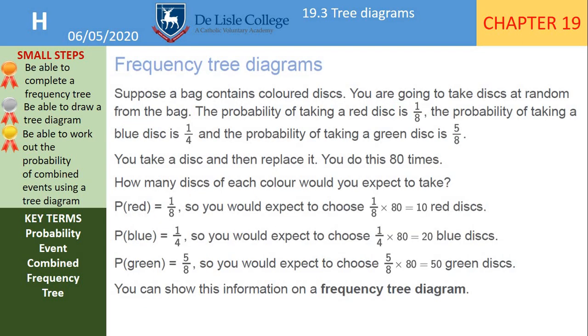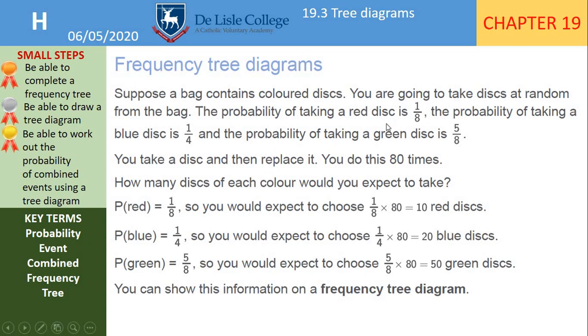So frequency tree diagrams then, let's have a look at this example here. Suppose a bag contains coloured discs. You are going to take discs at random from the bag. The probability of taking a red disc is 1/8. The probability of taking a blue disc is 1/4. And the probability of taking a green disc is 5/8. You take a disc and then replace it. So you're going to pop it back into the bag and you do it 80 times. How many discs of each colour would you expect to take?